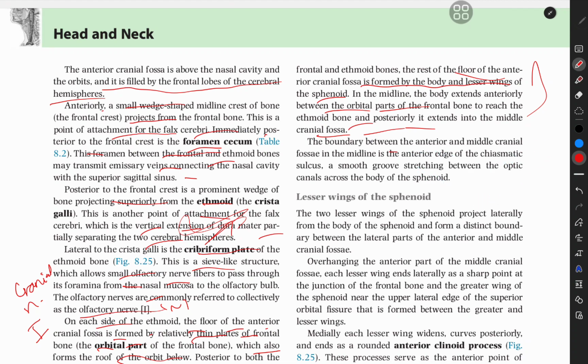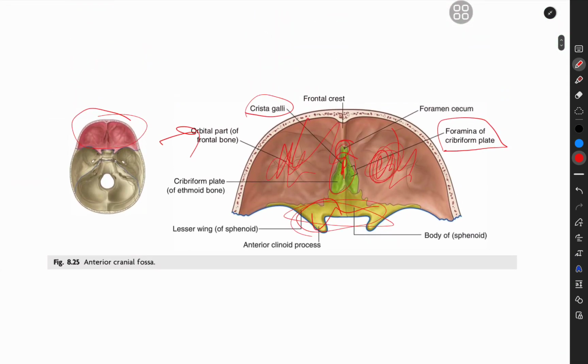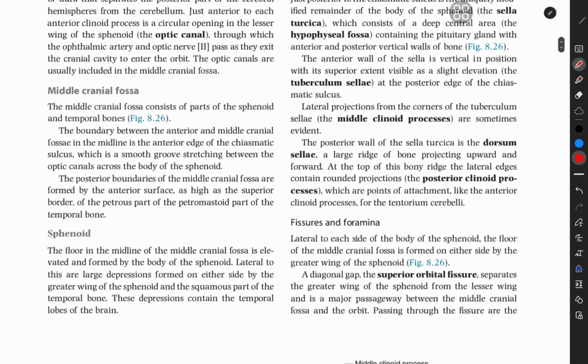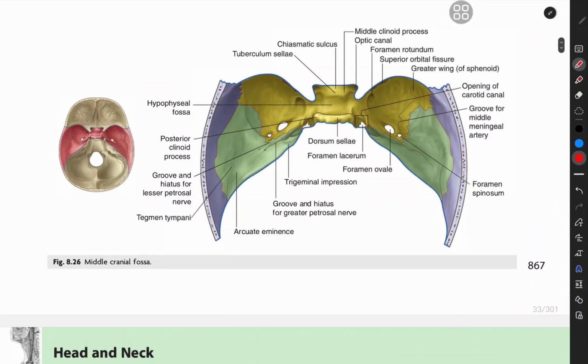The boundary between the anterior and middle cranial fossa in the midline is the anterior edge of the chiasmatic sulcus, a smooth groove stretching between the optic canals across the body of the sphenoid. This one, the chiasmatic sulcus.